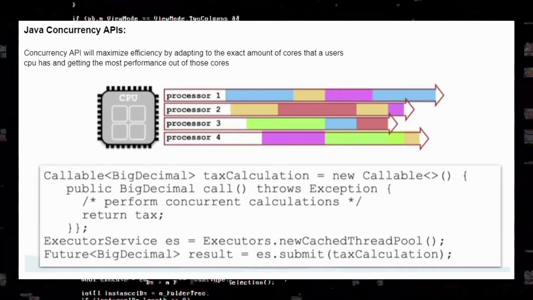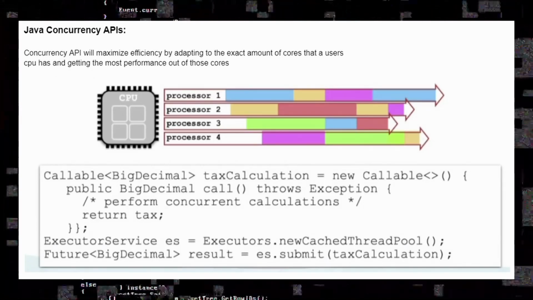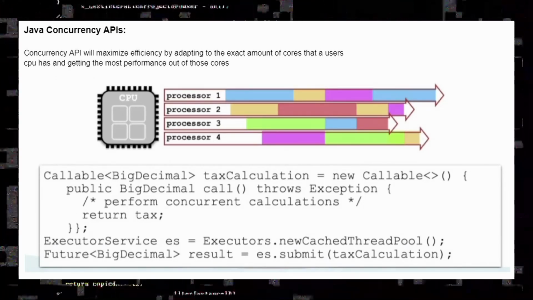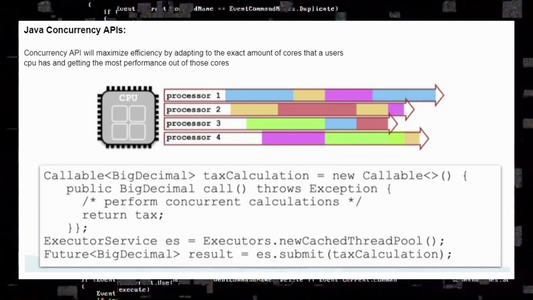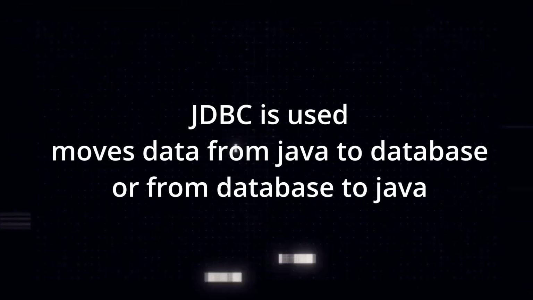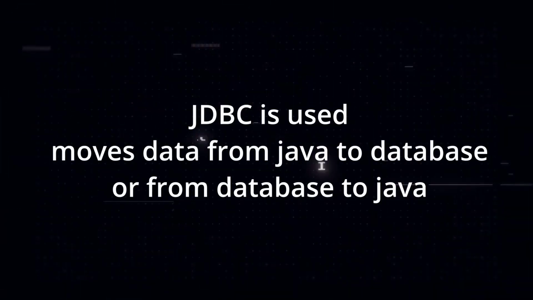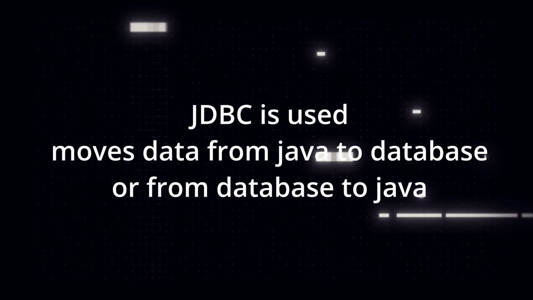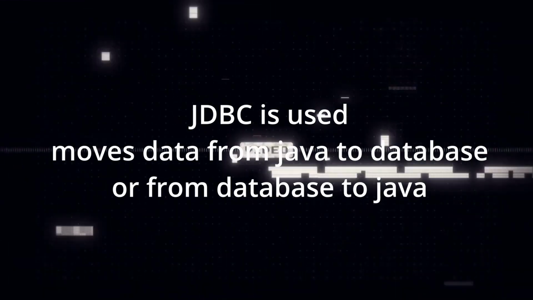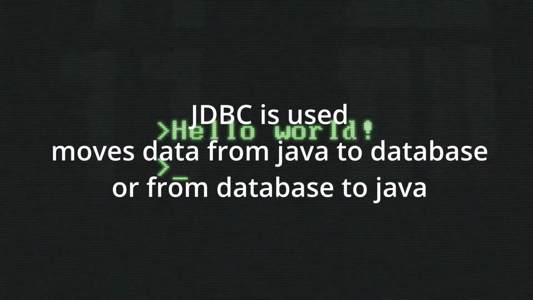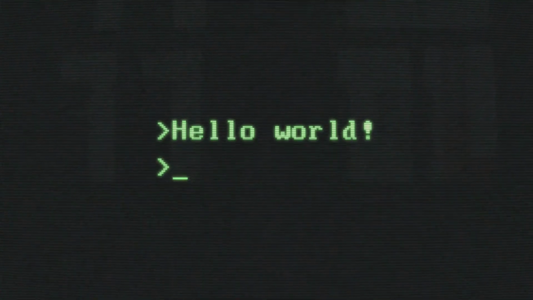Java Concurrency APIs. Concurrency API will maximize efficiency by adapting to the exact number of cores that a user's CPU has, to get the most performance out of these cores. Java Persistence API. This is pretty complicated stuff, but to summarize, it basically uses JDBC, which is Java Database Connectivity Protocol, to move data from a Java program into a database and from a database back into Java.